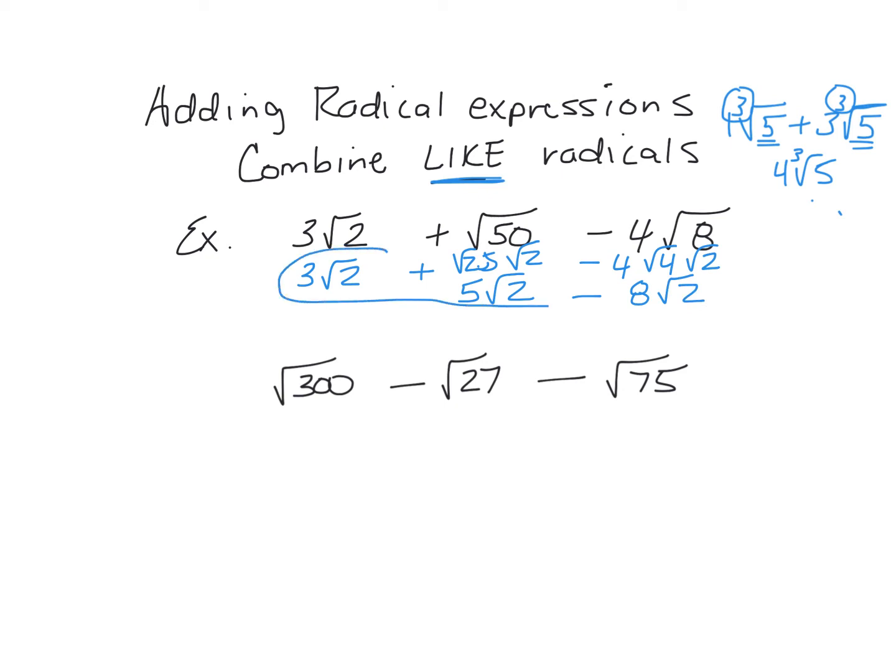Now you can see I've got all like terms. So 3 root 2 plus 5 root 2 would be 8 root 2. Minus the 8 root 2 would be 0 root 2, which is simply 0.